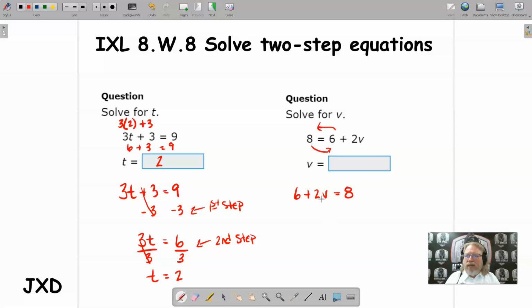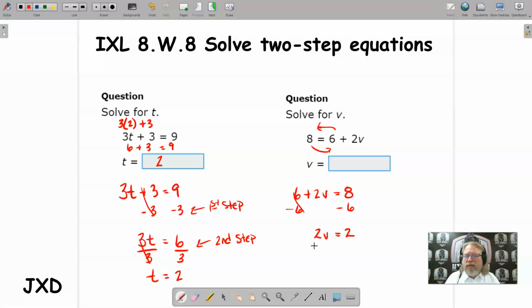So before I deal with the 2v here, I have to deal with the 6. So I'm going to subtract 6 to get rid of the positive 6. So what I do to one side, I'm going to do to the other. And those 6's are going to cancel each other out, leaving me with 2v equals, and 8 minus 6 is 2. So that's the first step.